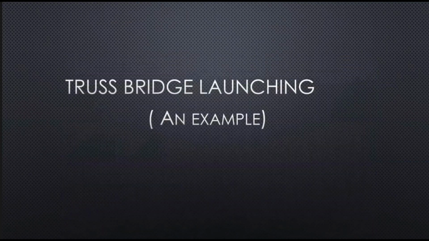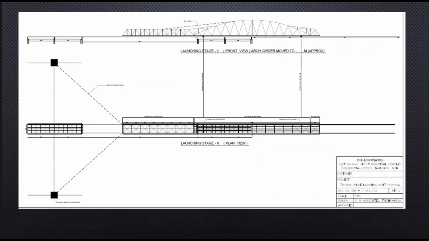Anyway, the last one is about a bridge launching example, right? I want to give one example of a launch truss. Usually when the trusses are launched, we attach a member called a nose, a launching nose, correct?